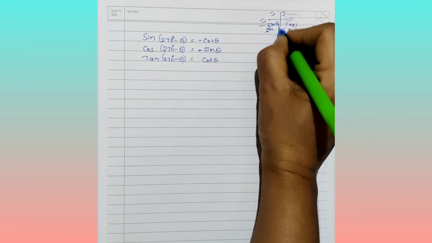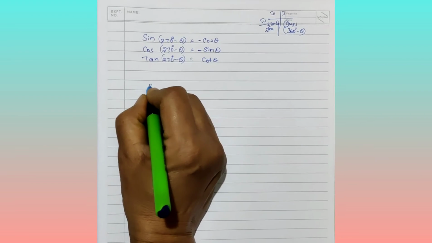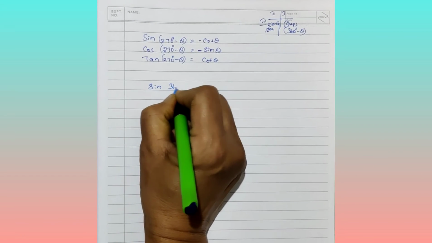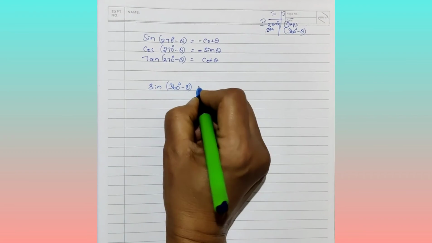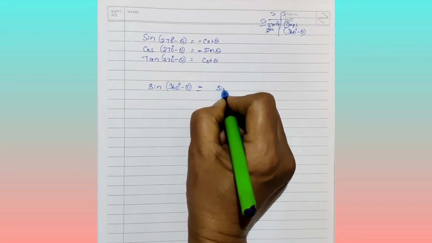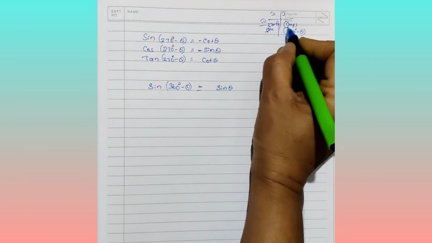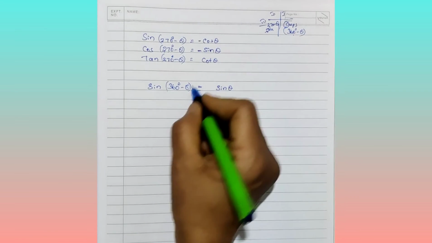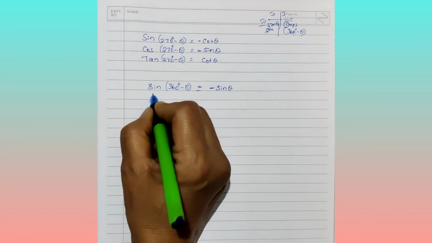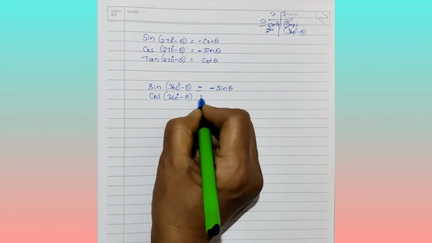Next, 360 degree minus theta lies in quadrant 4. In quadrant 4 only C is positive. Next, sin 360 degree minus theta, even, equal. First we write even, equal, it lies in quadrant 4 and only C is positive, meaning cos is positive, so this is negative.